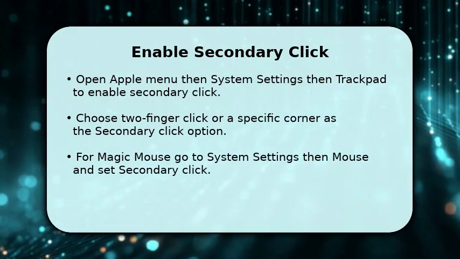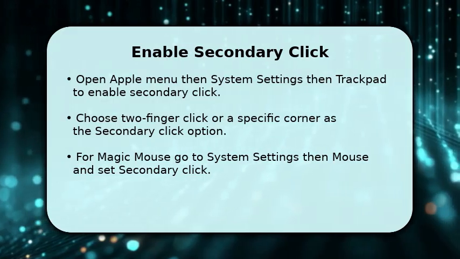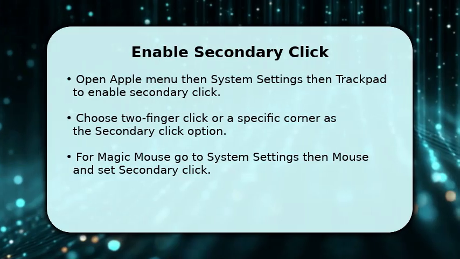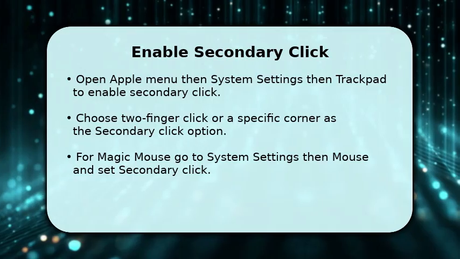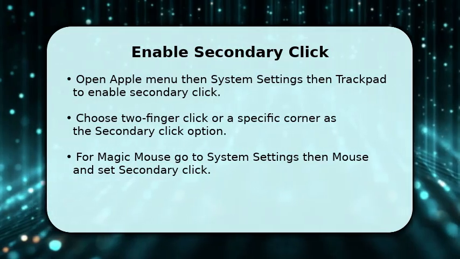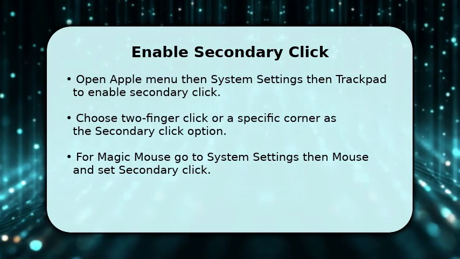If you use a Magic Mouse, open System Settings, then Mouse, and set secondary click to right side. You can also enable tap to click and adjust click pressure for better responsiveness. Changes apply immediately without restarting your Mac.